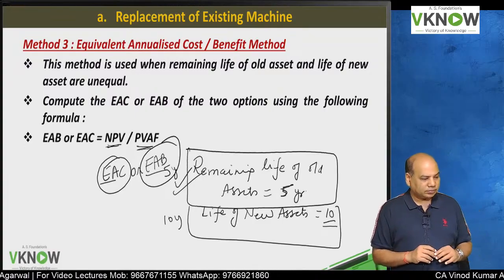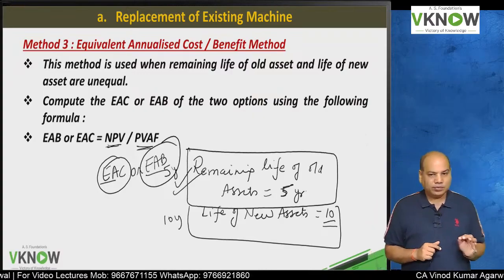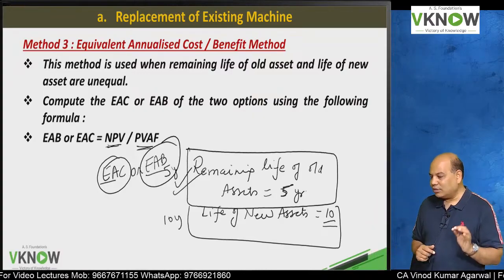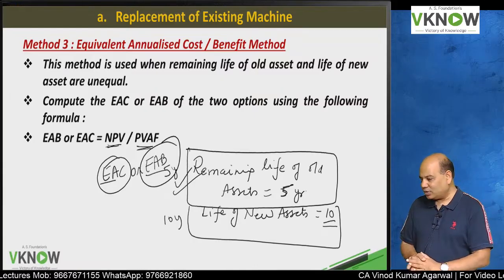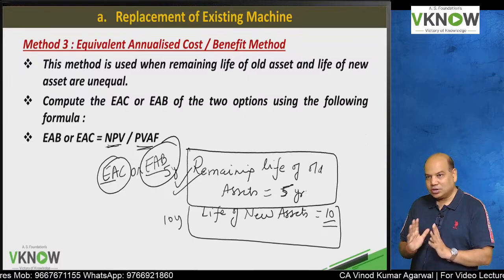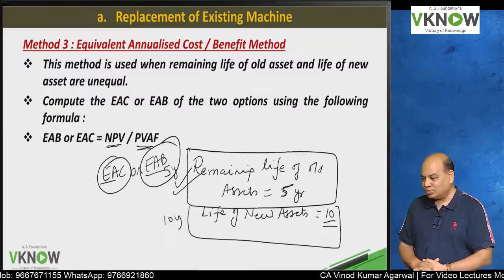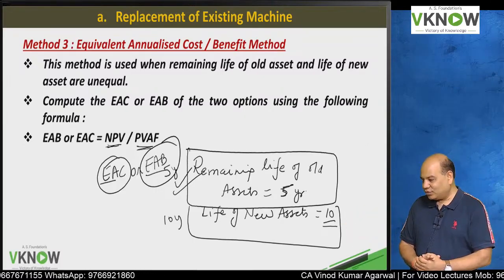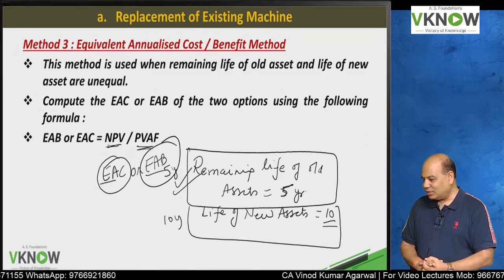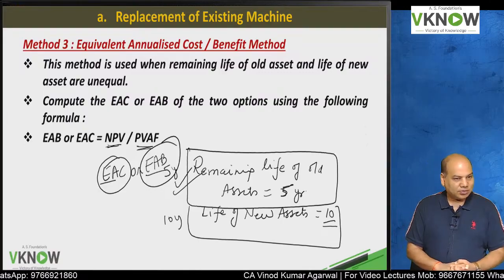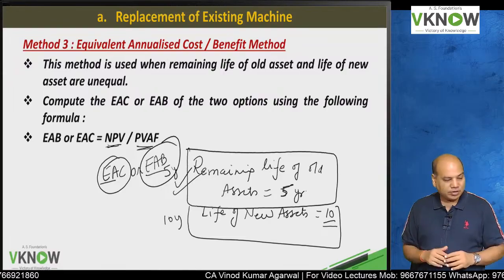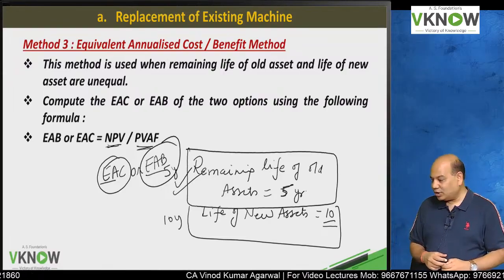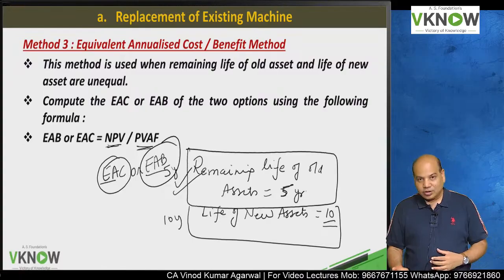Is it right? Honestly tell me, have you studied equivalent annualized cost benefit method in your capital budgeting chapter? Just honestly tell me yes or no. I will not judge you. Have you studied EAC or EAB method in the intermediate capital budgeting chapter? Okay, some of you are not able to remember. Otherwise, typing yes was not a very difficult task.